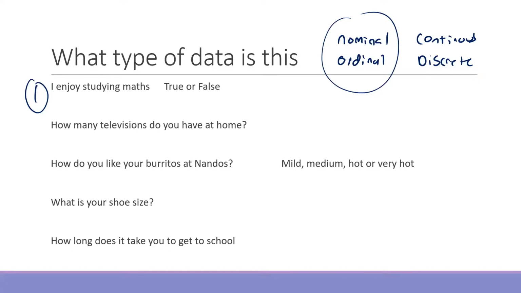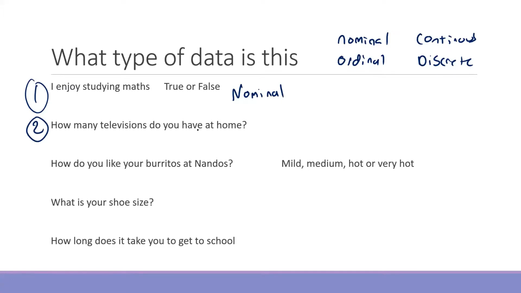True or false? There's only two answers here, so therefore you haven't got enough to have an order. So therefore, this is nominal data. These are names. These are names to give different states. Now, you could maybe turn this into some kind of weird discrete data, but in this case, yeah, it's nominal data. Let's look at number 2 here.